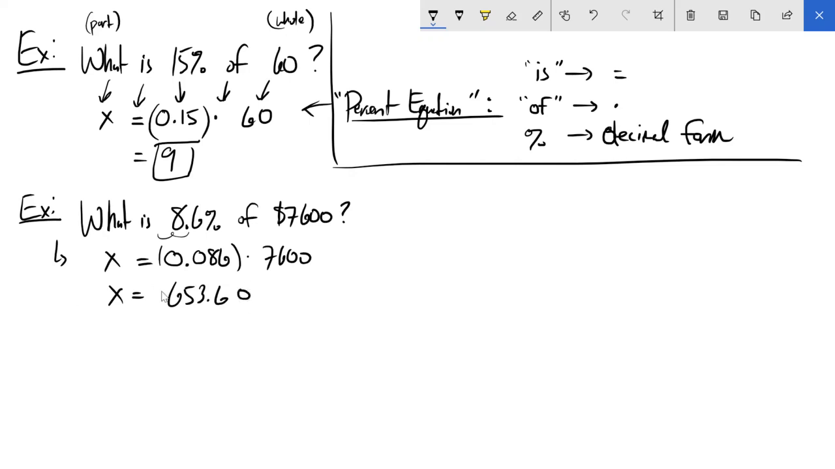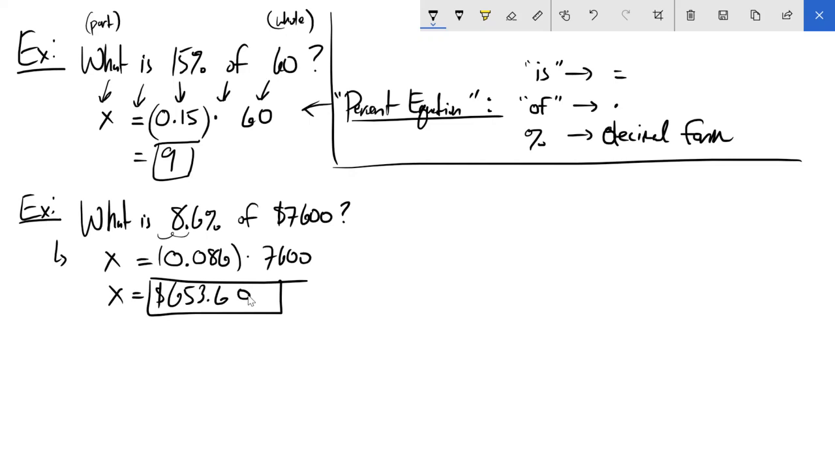653.6. And if we're talking about dollars here, right? That tells me that it's $7,600, but if you're going to have to pay tax on that, you're going to have to turn around and spend another $653. So actually the cost of this thing goes up over $8,000, right? After tax.